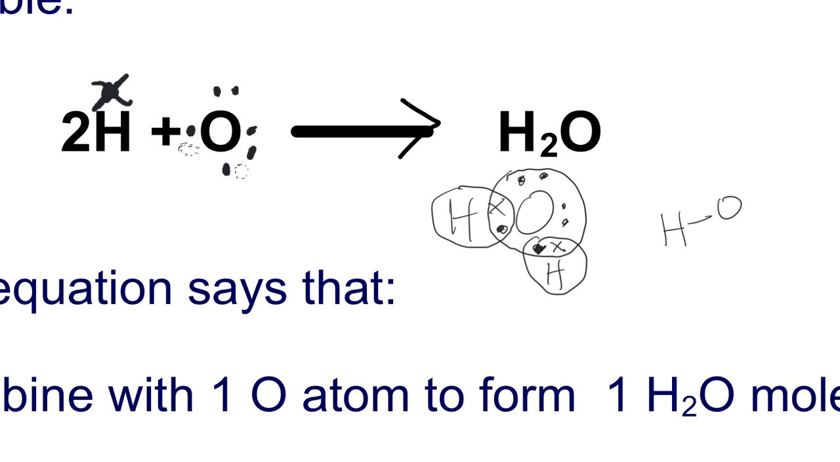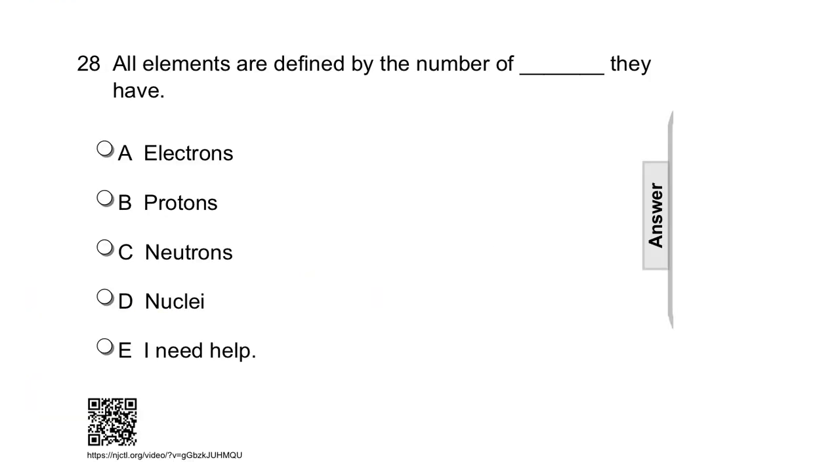stick formula, or the structural formula of water. Okay, so oxygen has attained 2 electrons by sharing with 2 hydrogen atoms, and each hydrogen atom is happy, or stable, with a filled outer shell. Remember, hydrogen only needs 2 in its outer shell. Oxygen needs 8. Okay, so here's some review questions.